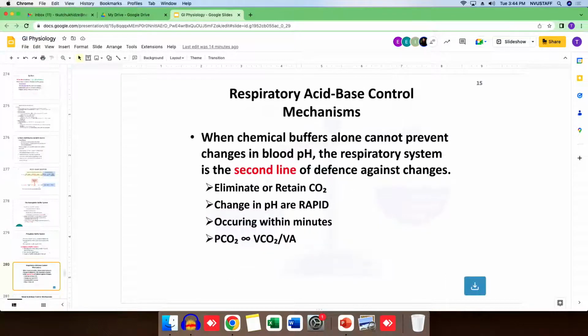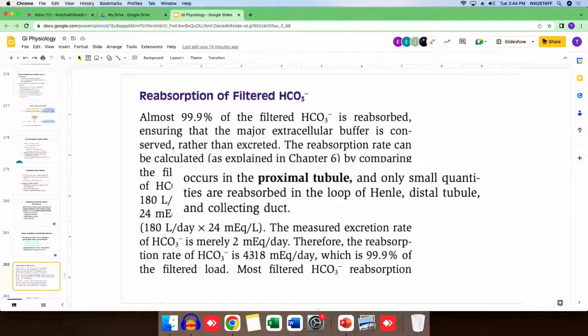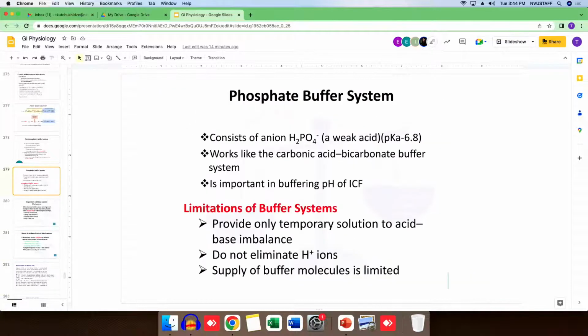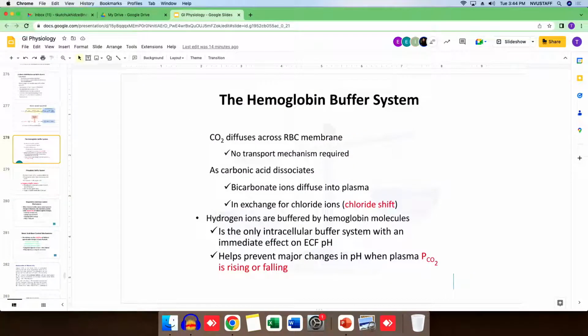Phosphate buffers I've already mentioned. We can have a break now, and then we're starting the acid-base balance and mechanisms. Do you have a specific question on that? Okay. So yeah, let's have a break for 10 minutes.